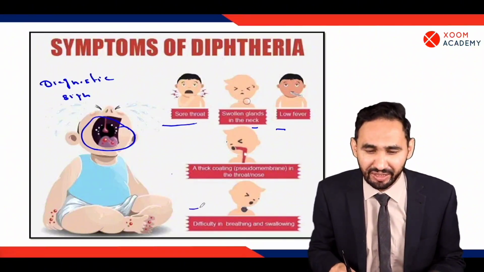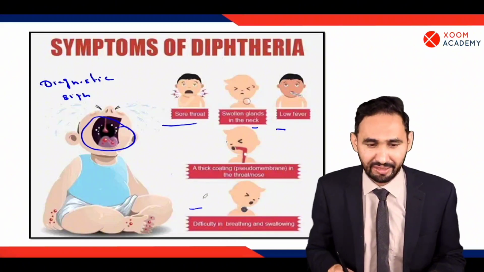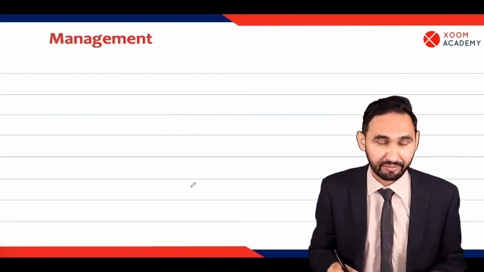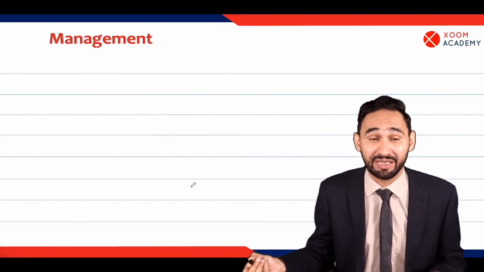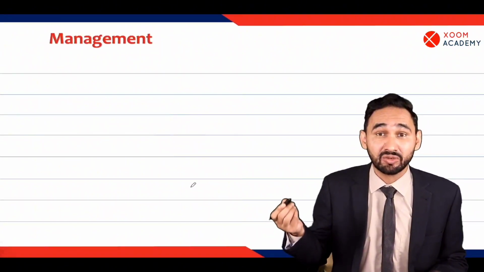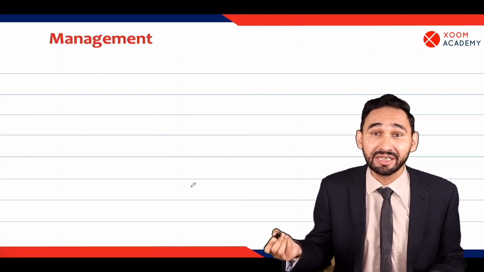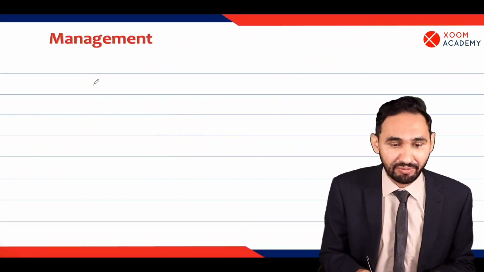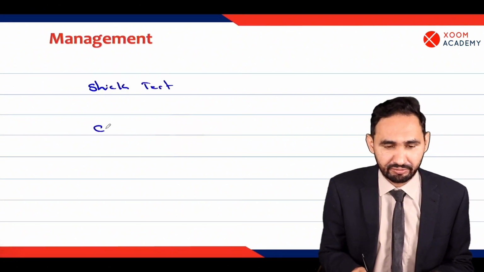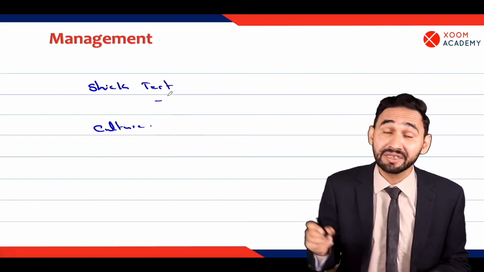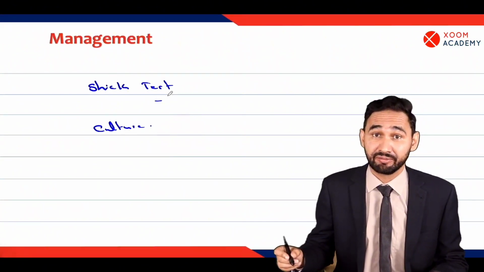Then it can cause difficulty of breathing. It can cause hoarseness. So how will you manage diphtheria? First, you have to diagnose diphtheria. There are two types of tests, diagnostic test and screening test. So you have to remember Schick test and culture. What Schick test indicates and what culture indicates.